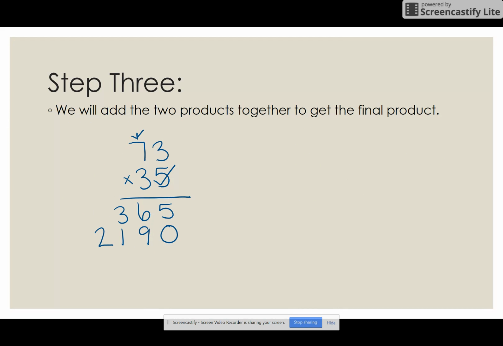All right. Step 3 is to add our 2 products together to get our final product. Notice my place value is super duper lined up so that I can make sure I get the correct answer. 5 plus 0 is 5. 6 plus 9 is 15. I'm going to write my 5 and carry my 1. 3 plus 1 is 4. Plus 1 is 5. Nothing plus 2 is 2. So my answer is 2,555.